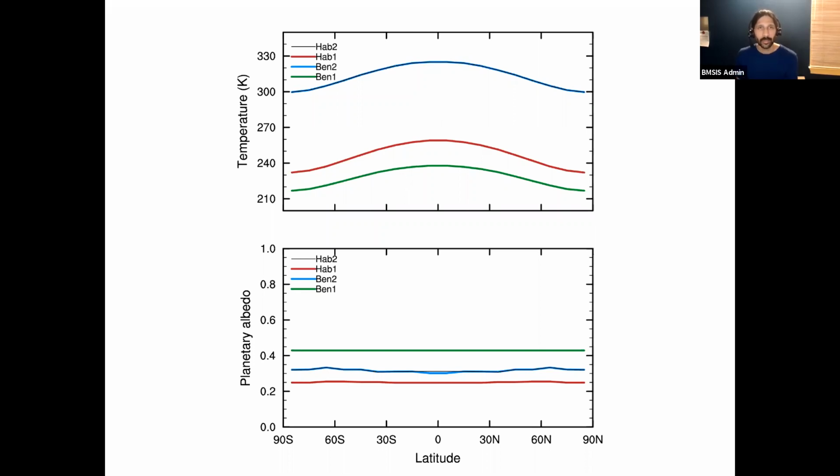If we go to the habitable cases, it's quite similar. Now, for the first habitable case, we've essentially just changed the surface condition to an aquaplanet instead of land. And so we're a little bit warmer, but still not above freezing at any point. And then the habitable 2 case is almost indistinguishable from the benchmark 2 case because, again, there's no hotspot and we've got 1 bar of CO2, and so you've just got a strong amount of Rayleigh scattering that's dominating your albedo.